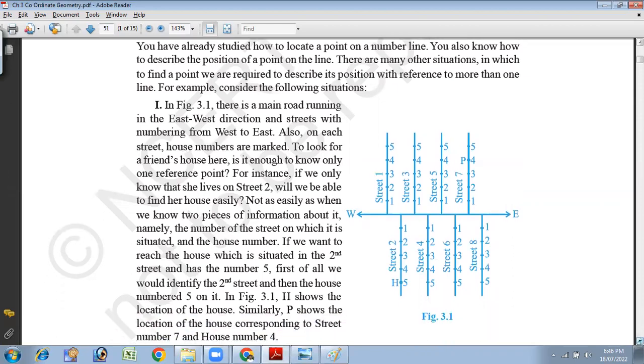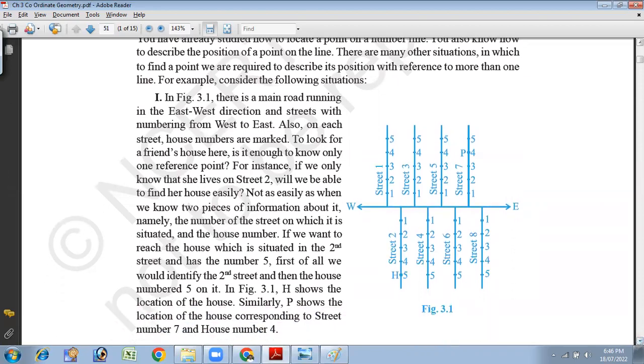Look here, there is a main road running in the east west direction. Also, on one street the house numbers are marked, so house numbers are also there.